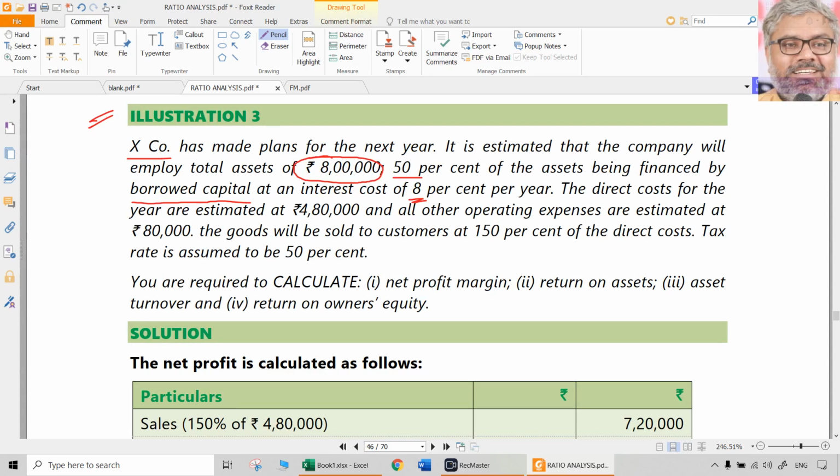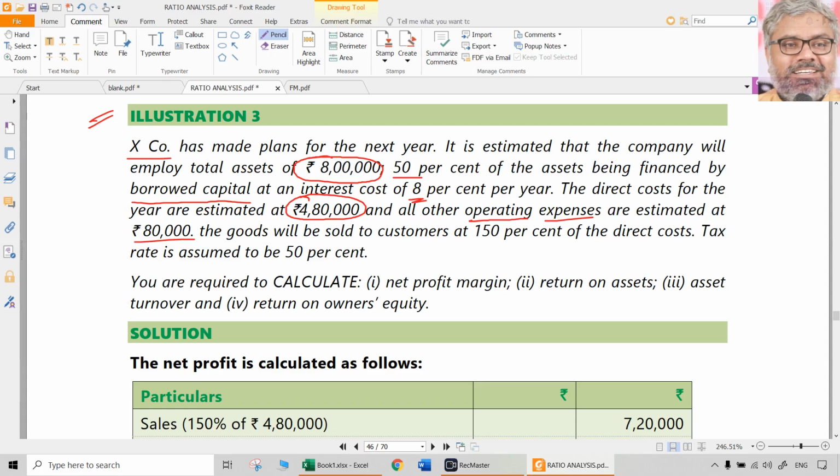Anyway, this is the information what is given. The direct costs for the year are estimated at 4,80,000. These are direct costs. Direct costs, we can also call it almost cost of goods sold types. And all other operating expenses are estimated at 80,000. So direct costs are definitely trading account items, and operating expenses are all P&L items.